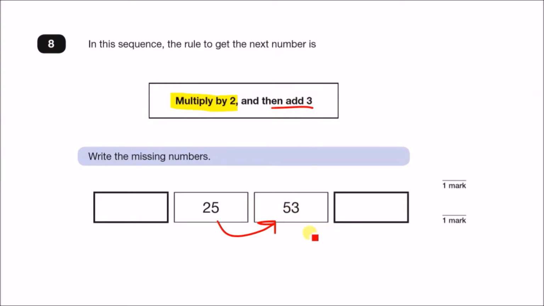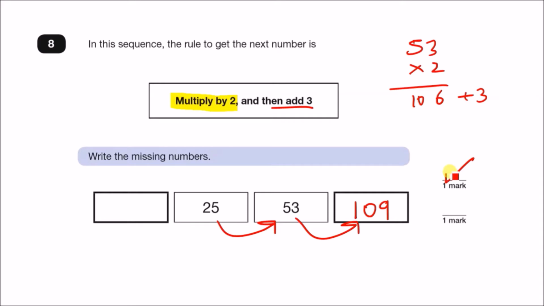So let's repeat the steps here for the next one. Firstly, let's multiply 53 by 2. So 53 times 2, doing this quickly, 3 times 2 is 6, 5 times 2 is 10. So you get 106. And then you add 3 to this one, so plus 3, and you should get 109.